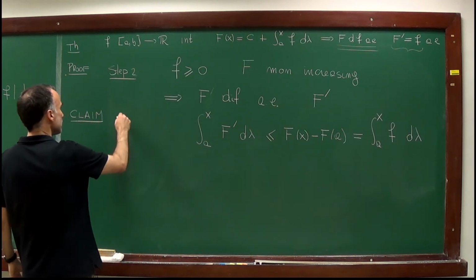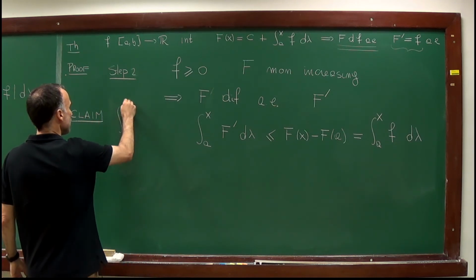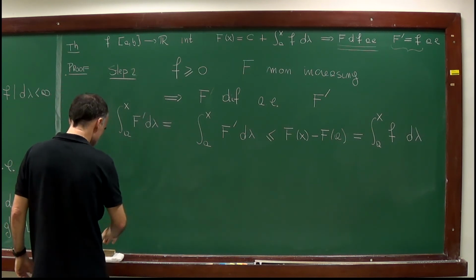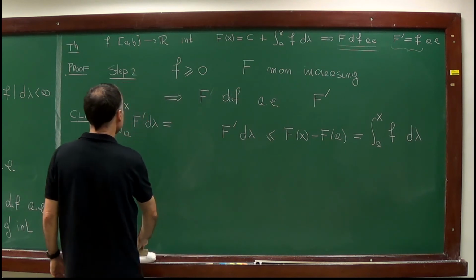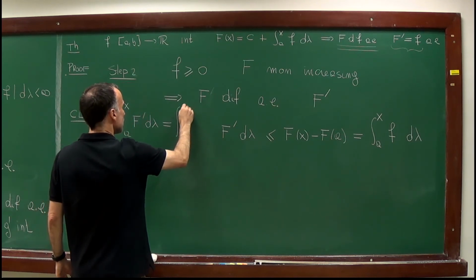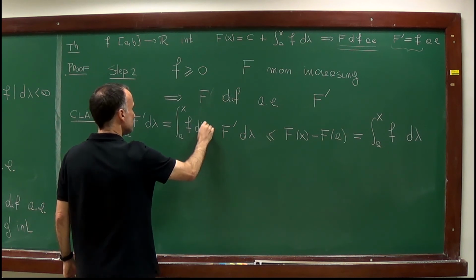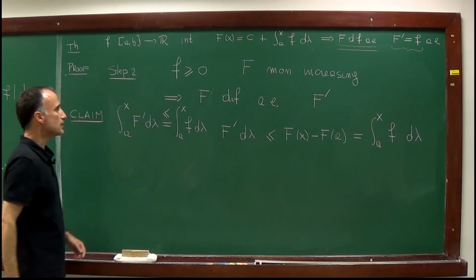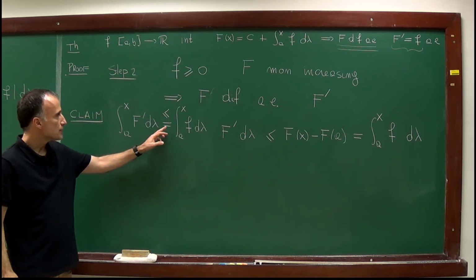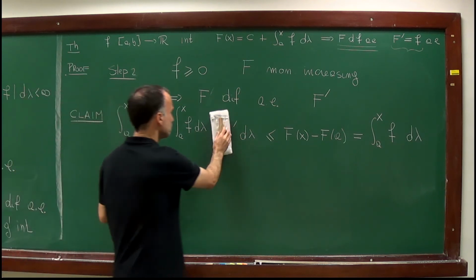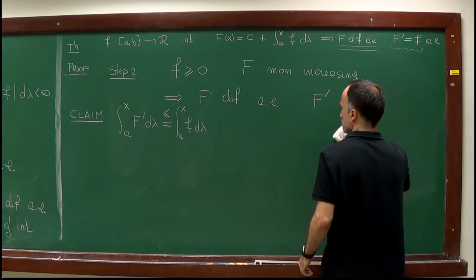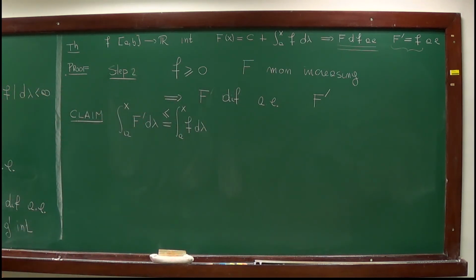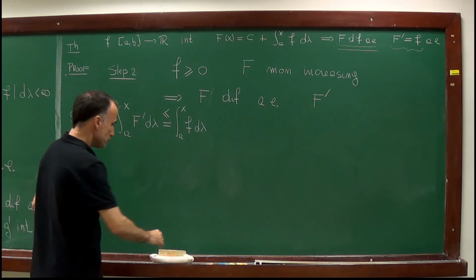So I claim that the integral from a to x of F prime d lambda is actually equal to the integral from a to x of f d lambda. Okay? We know that this is always less or equal, but what I claim is that there is an identity. And this is what I want to prove. So this is my second step. Prove that claim.